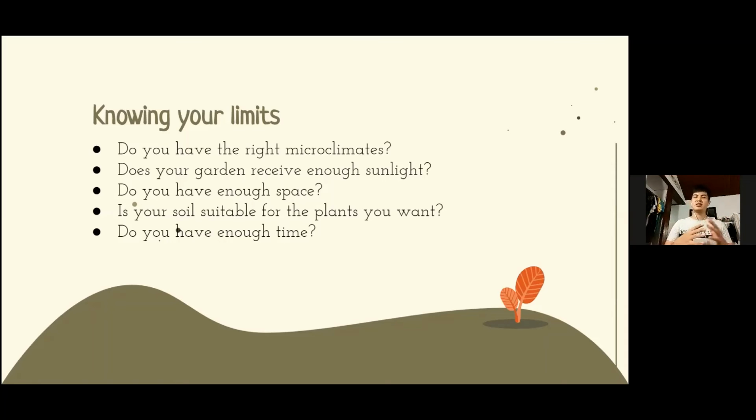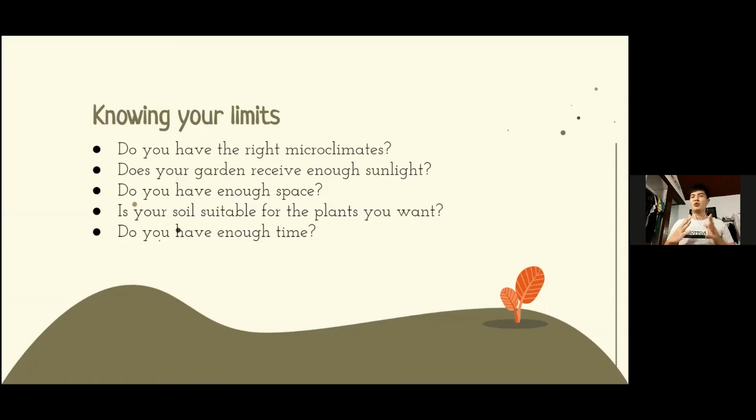Or let's say I want to plant orchids, but do I have the resources to create the right microclimate to plant orchids? Because orchids want to have shade, but if I don't know how to create the shade for the orchid, even if I buy orchids, they might die under the hot sun.